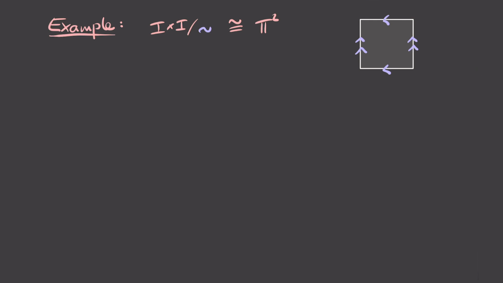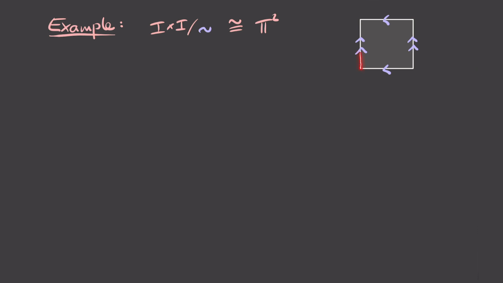So let's apply this general scheme again in a bit more complicated example. Here we're going to prove that a certain quotient of the unit square is homeomorphic to the torus. And how do we quotient the unit square? The unit square is just the unit interval producted with itself. And we're going to identify the boundaries.